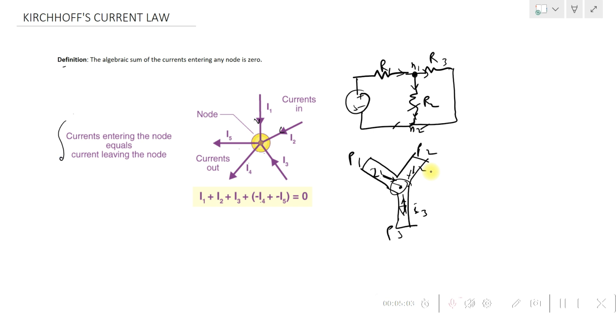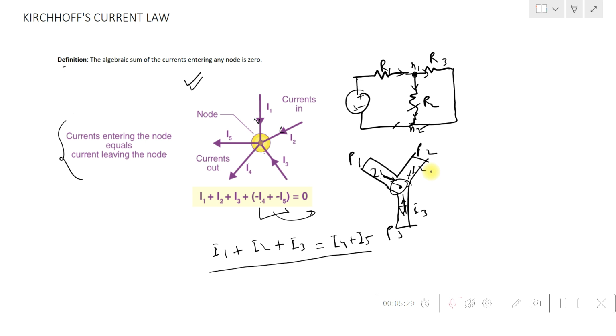So if we try to state the definition out of this, what we can say is the current entering the node equals the current leaving the node. How can we say that? Let's put these terms on the right hand side of the equation. So it is I1 plus I2 plus I3 equals I4 plus I5. And this is the very foundation of the conservation of charge, right?